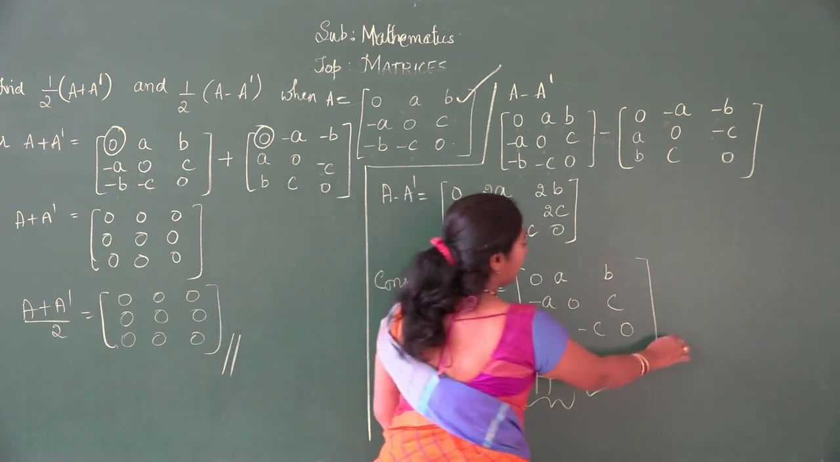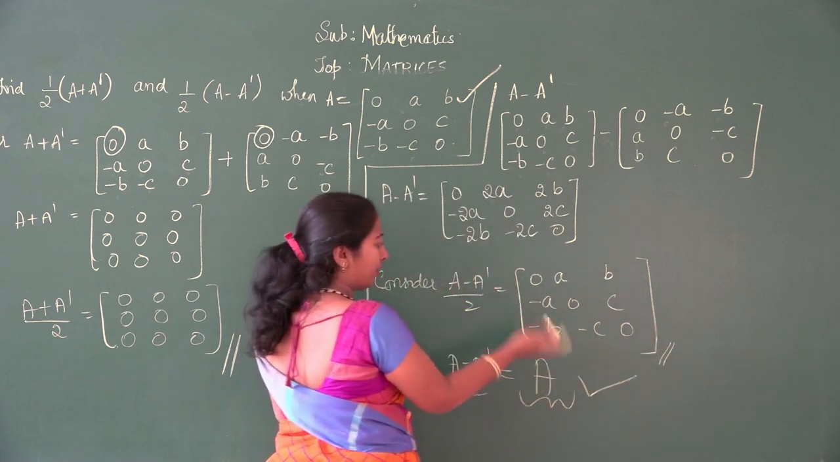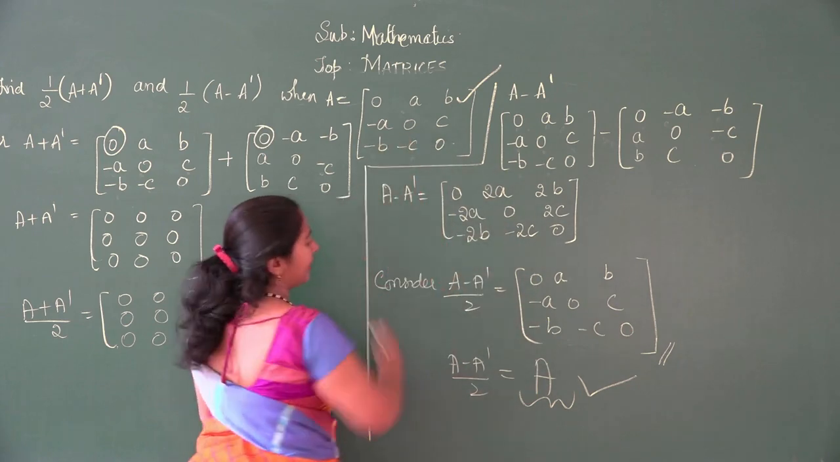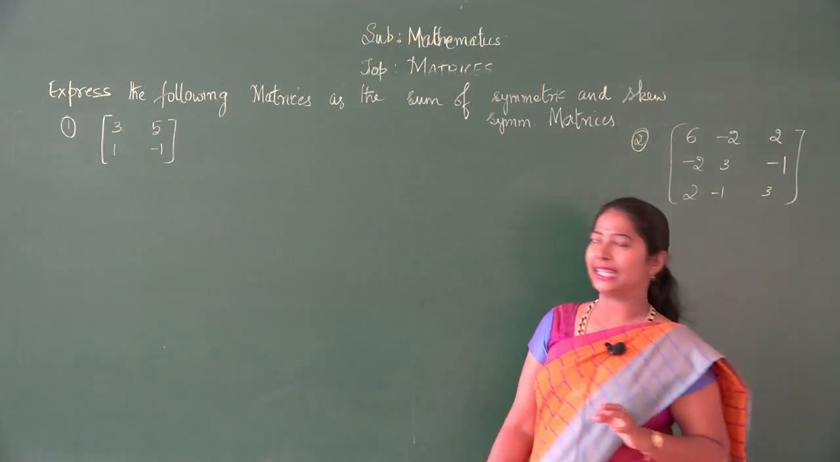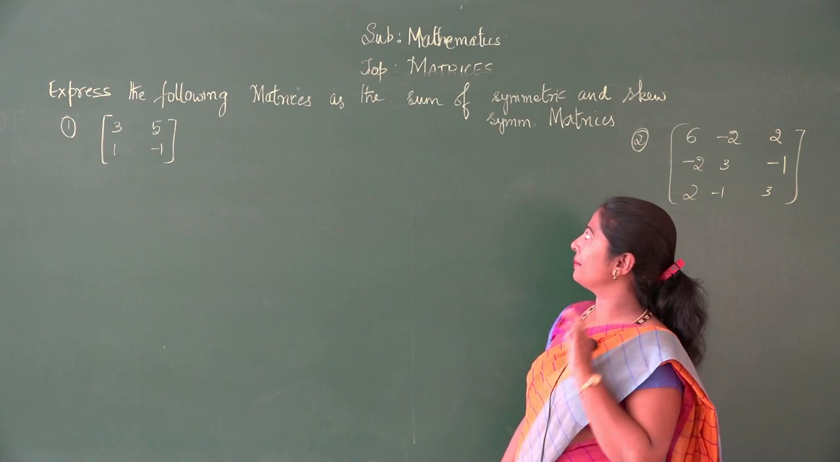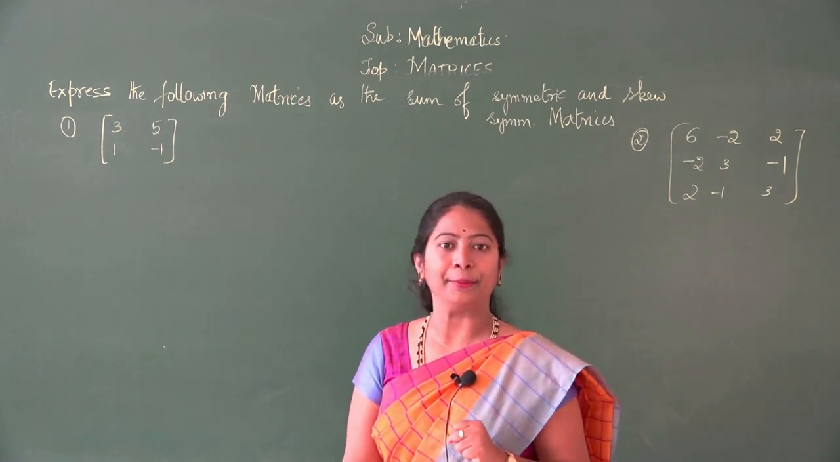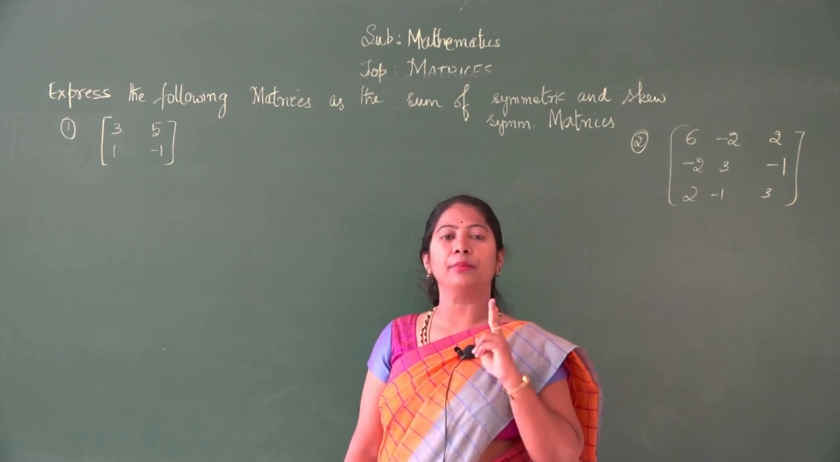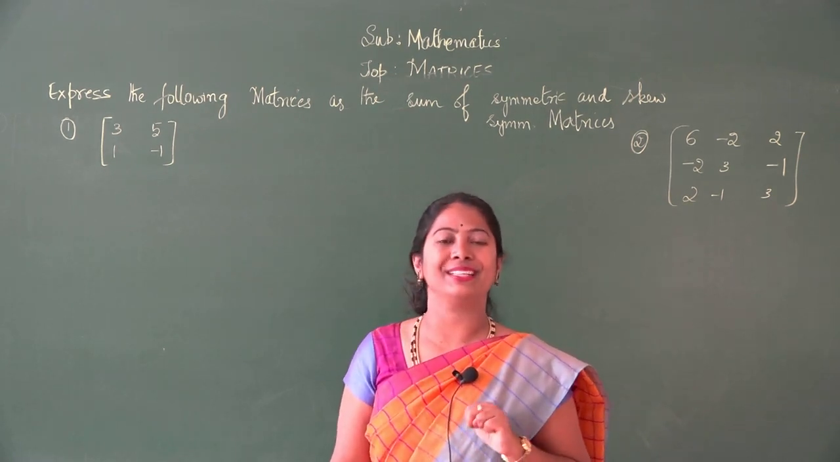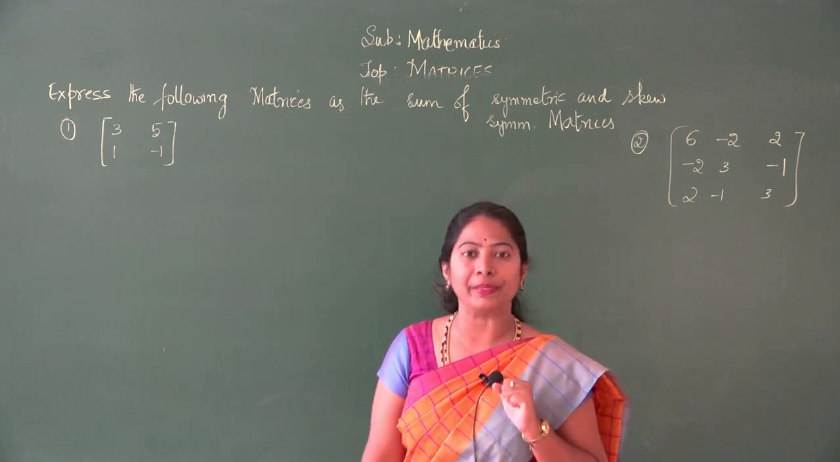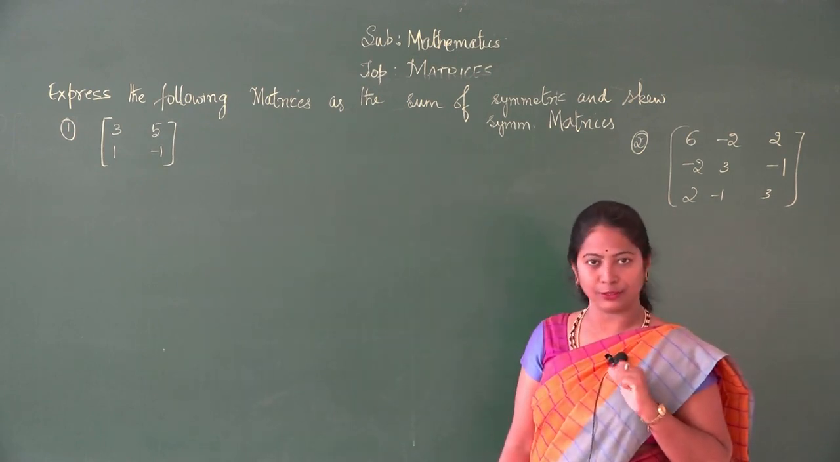You can stop till here, or further if you want to write, this is nothing but matrix A. Moving on to the next main, express the following matrices as the sum of symmetric and skew symmetric matrices. By theorem number 2, which we solved in today's session, matrix A is equal to (A plus A dash) by 2 plus (A minus A dash) by 2.